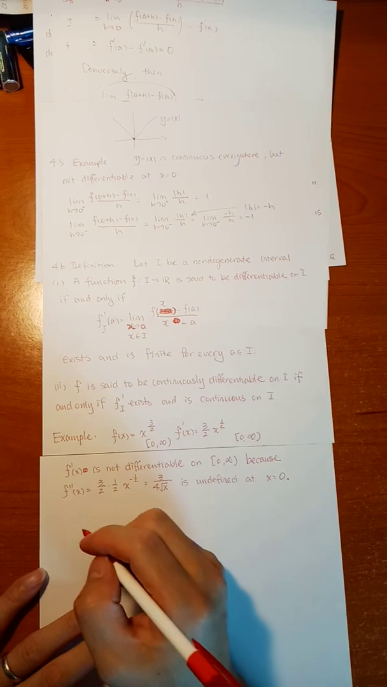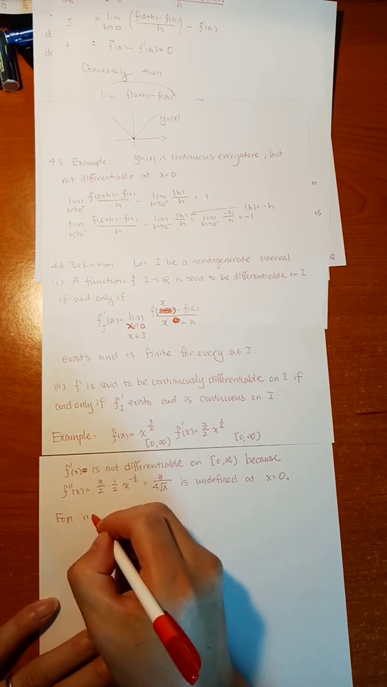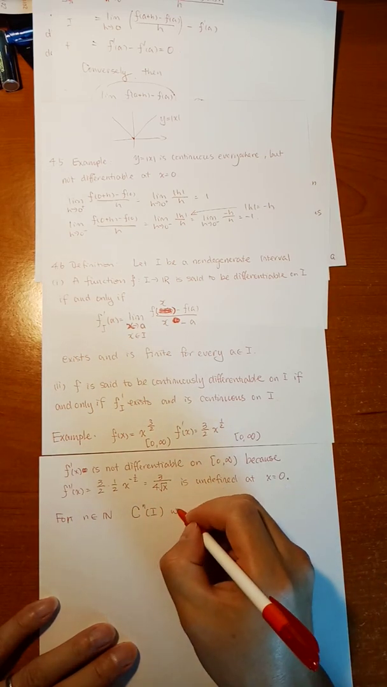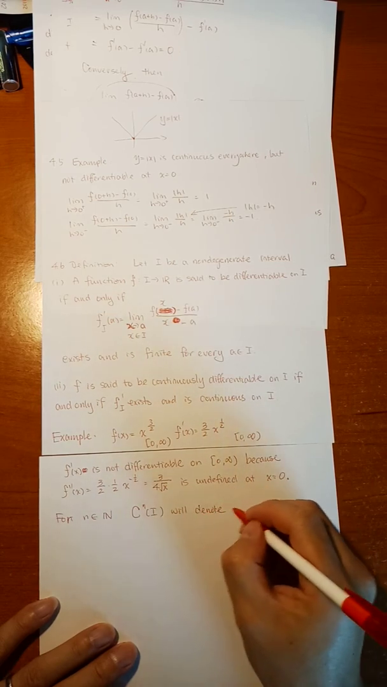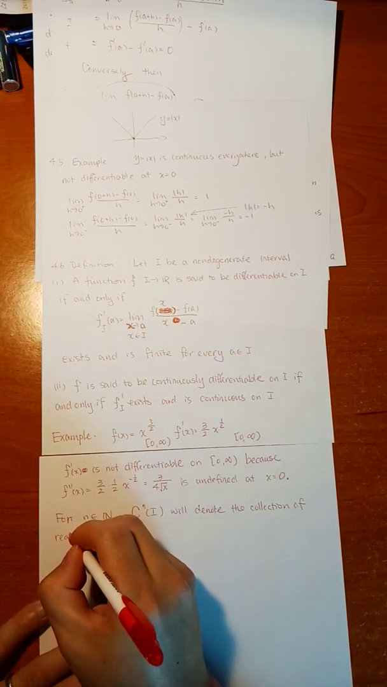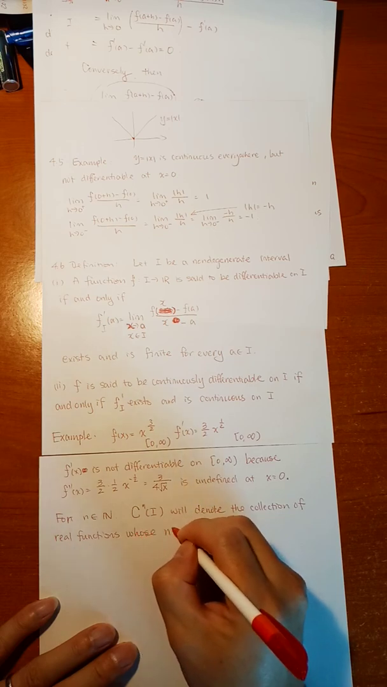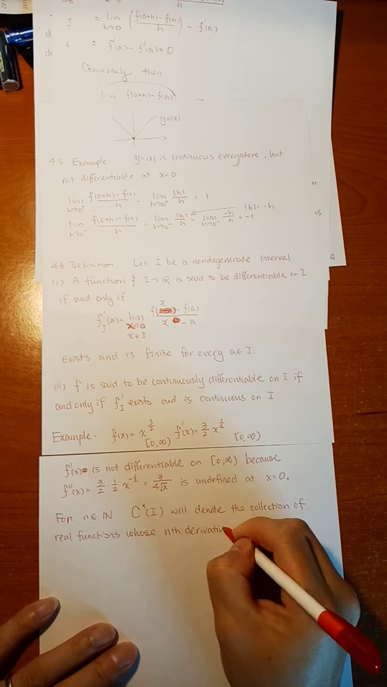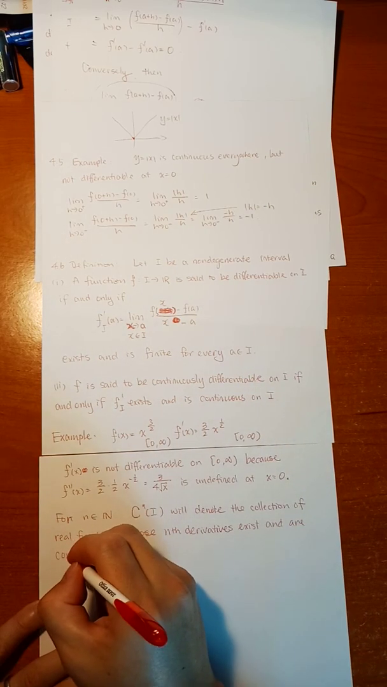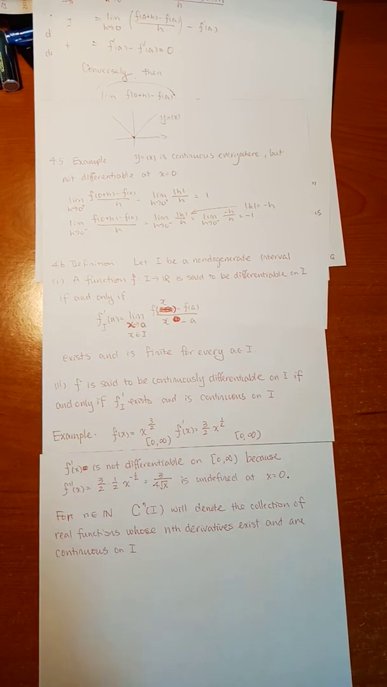Okay, so for each n in the natural numbers, the book uses this notation: C^n(I) will denote the collection of real functions whose nth derivative exists and is continuous on I. Okay, nth derivative exists and is continuous.